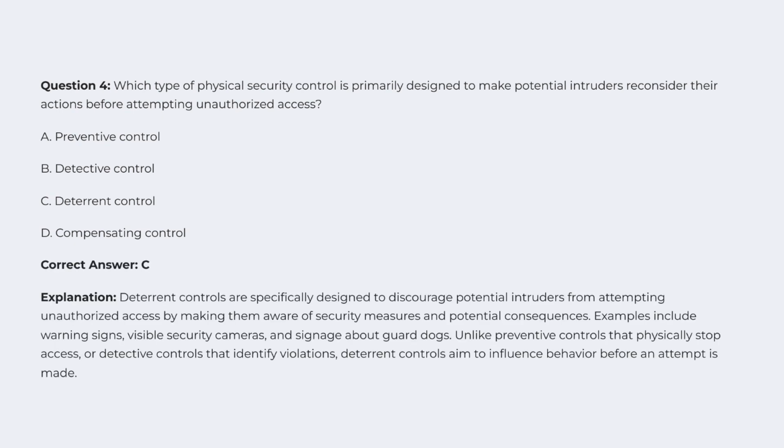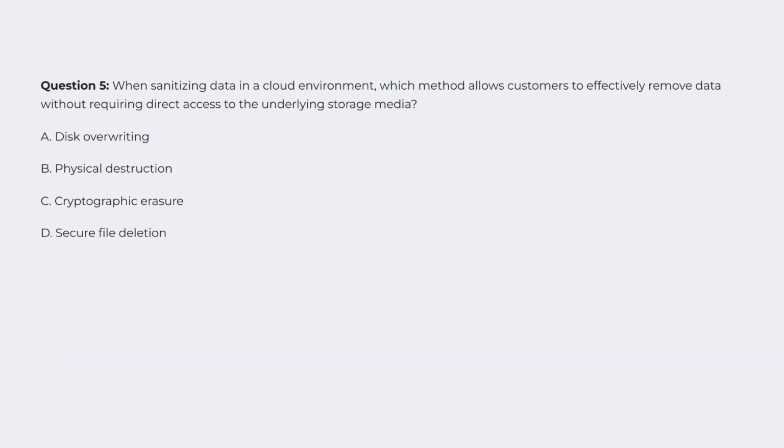Correct answer, C. Explanation. Deterrent controls are specifically designed to discourage potential intruders from attempting unauthorized access by making them aware of security measures and potential consequences. Examples include warning signs, visible security cameras, and signage about guard dogs. Unlike preventive controls that physically stop access, or detective controls that identify violations, deterrent controls aim to influence behavior before an attempt is made.